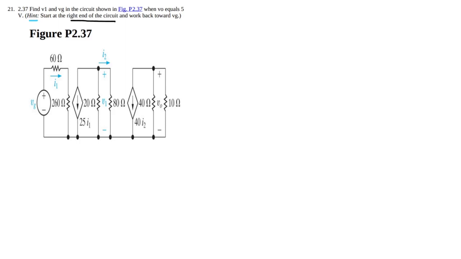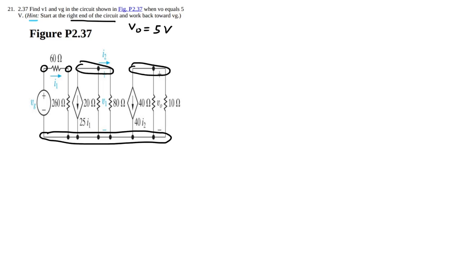Number one thing we want to do is kind of hard to notice sometimes. I actually don't always read the problems myself whenever I do textbook problems, because I don't always have the textbook. But we have a given value for VO, which is 5. So that's going to simplify things a little bit. I'm going to put this as a node. This is a node. This is a node. Another node. Another node.